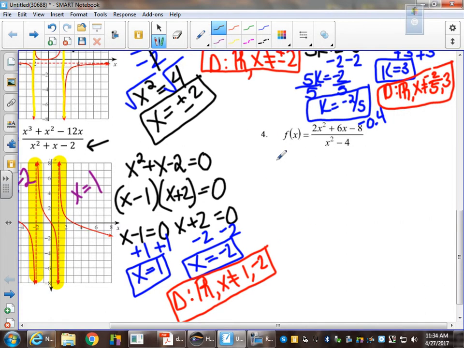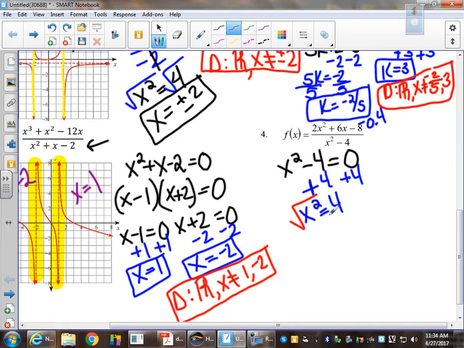Move on to number 4. We are going to set our denominator equal to 0. So you can either solve by factoring or you can solve by square roots. I'll show you both. You solve by square roots. Add 4 to both sides. X squared equals 4. Take the square root of both sides and you're left with x equals plus or minus 2.